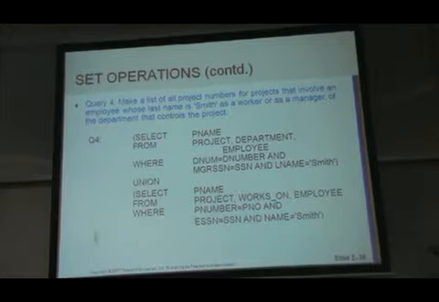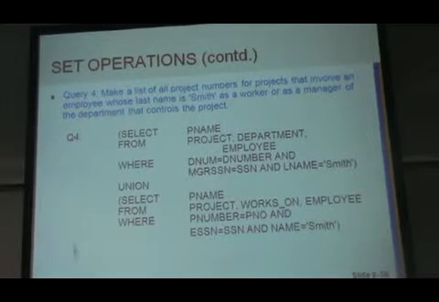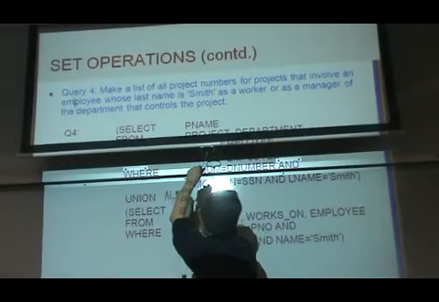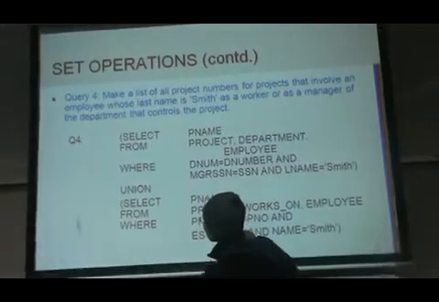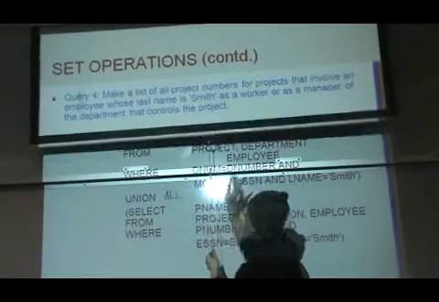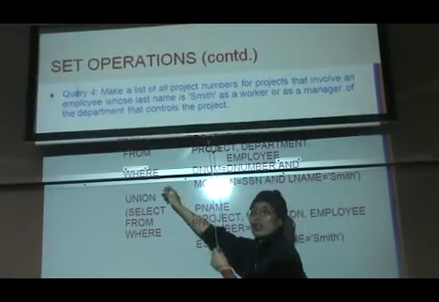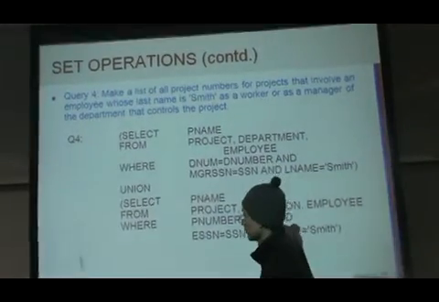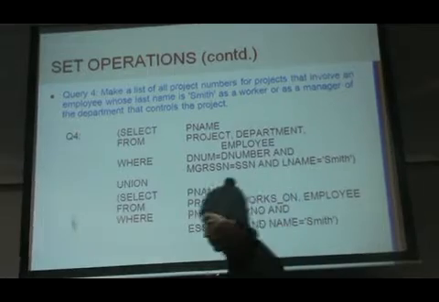However, sometimes you want to keep the duplicate data 1, 2, 3, 3, 4, 5. At that time you can use the union all. So you can use the union all to include duplicate data. Union all is different from union. Okay?